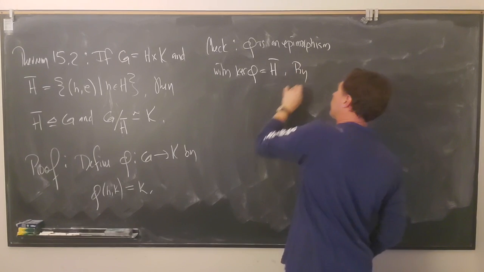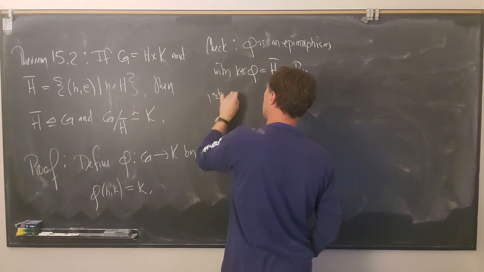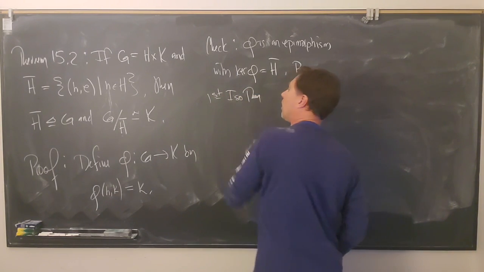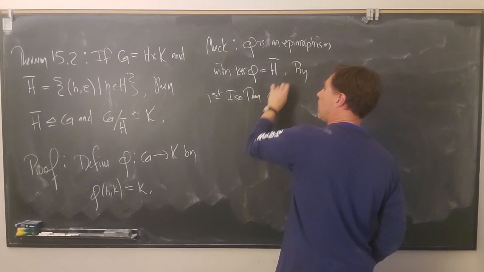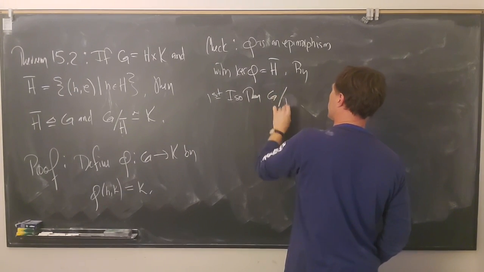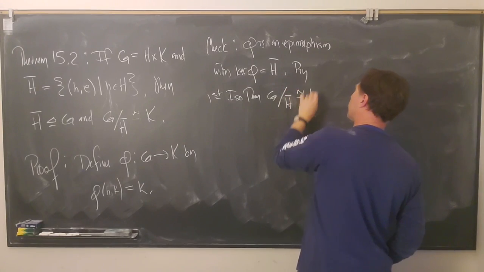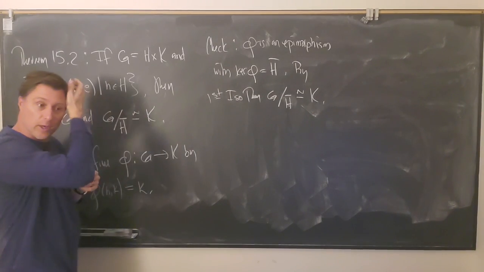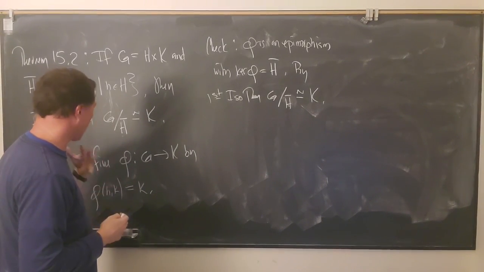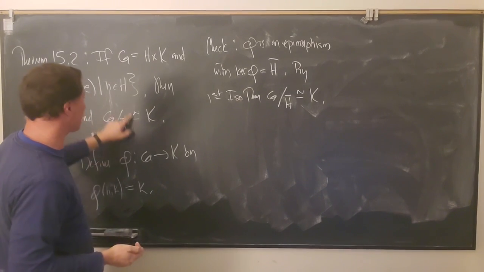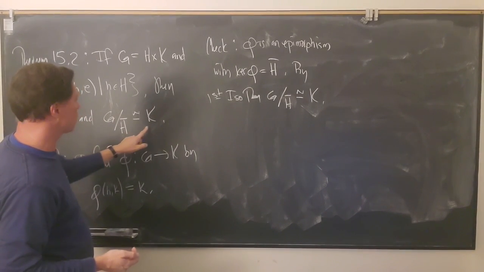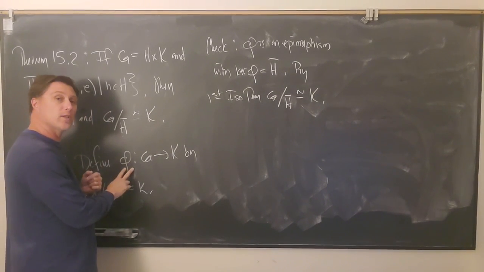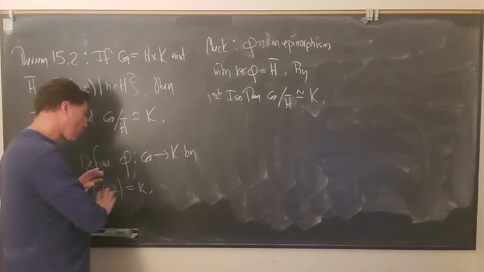So then by the first isomorphism theorem, G mod H bar is isomorphic to K. So this is really just a straightforward application. And one of the things you want to start getting used to is, when we'd like to say something about a particular quotient, the whole game is figuring out the correct formula for your homomorphism phi.